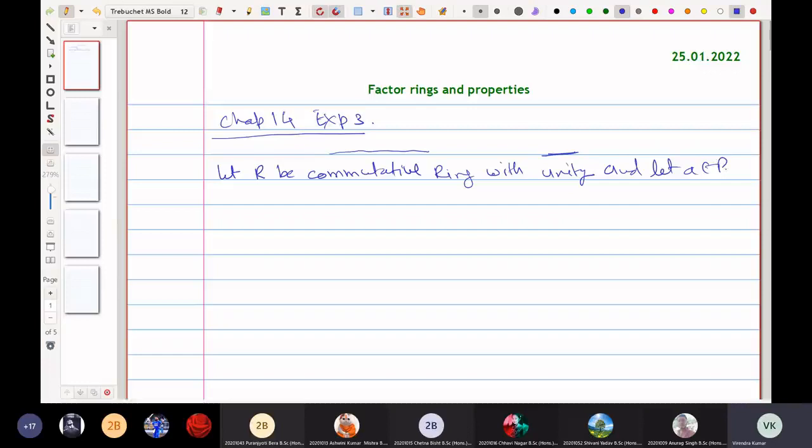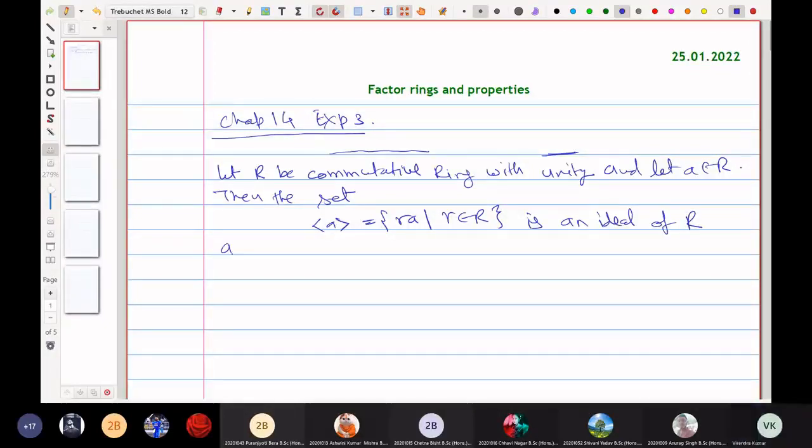So let R be a commutative ring with unity, and let a belong to the ring R. Then the set <a>, generated by a, which is the collection of elements of the form ra, where r belongs to capital R, is an ideal of R and is called the principal ideal.